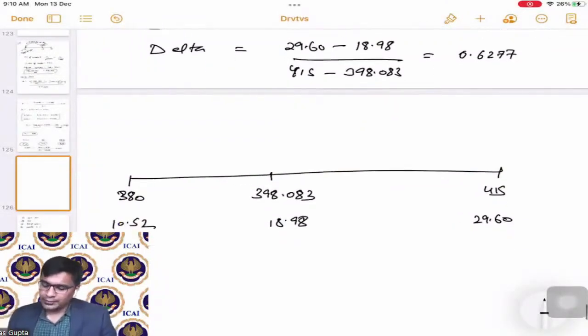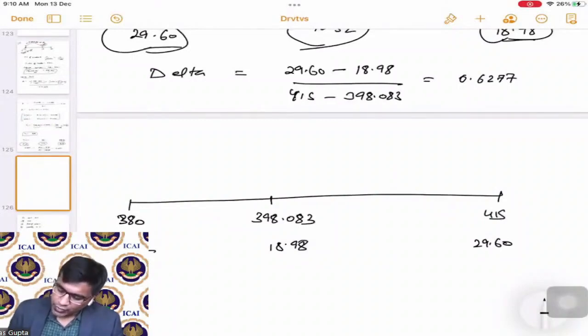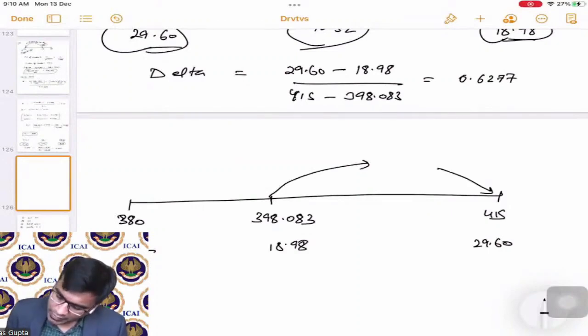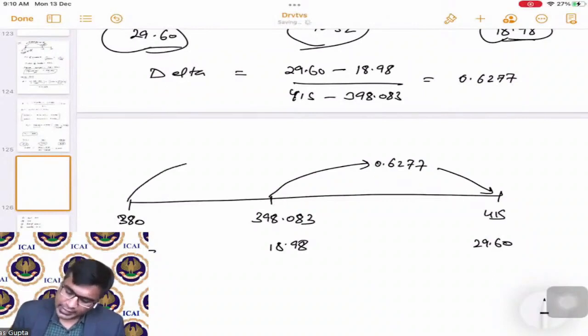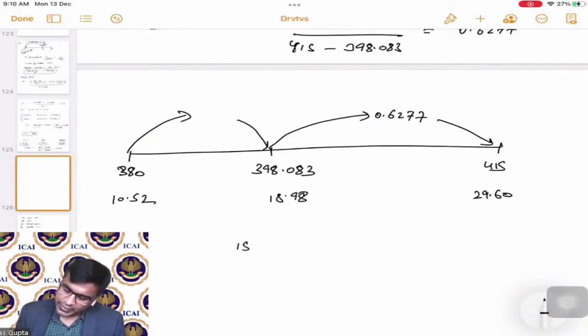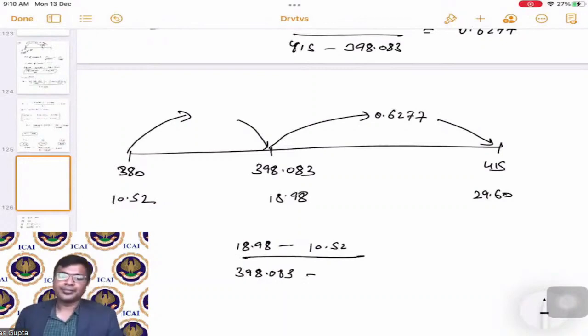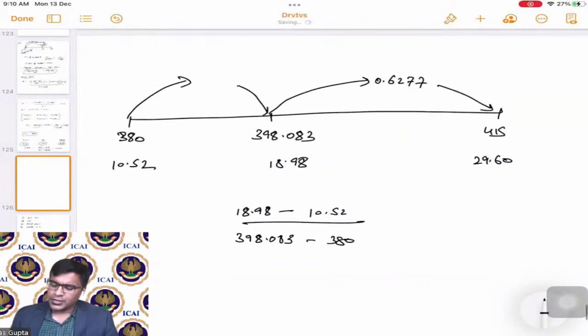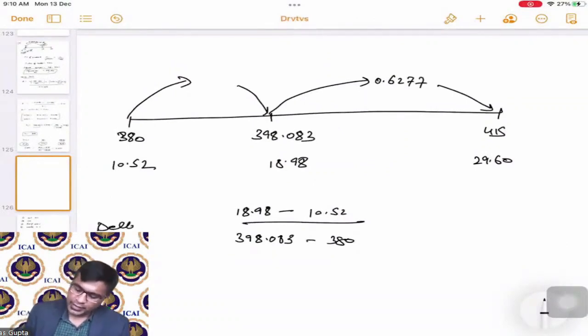Okay, students. So now see, I was saying that delta. From this change to this change, delta is how much? 0.6277. Now, similarly, can we calculate the delta from this change to this change? Yes. This will be 18.98 minus 10.52 divided by 398.083 minus 380. Correct, Namita? And all the other students? So this is what the delta will be here.